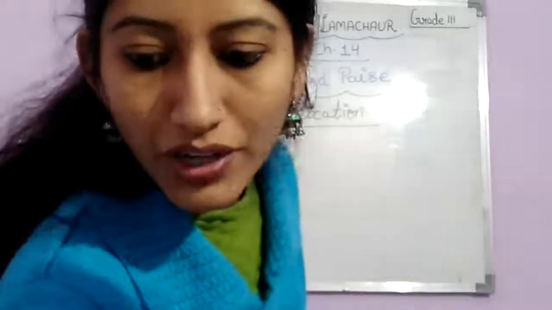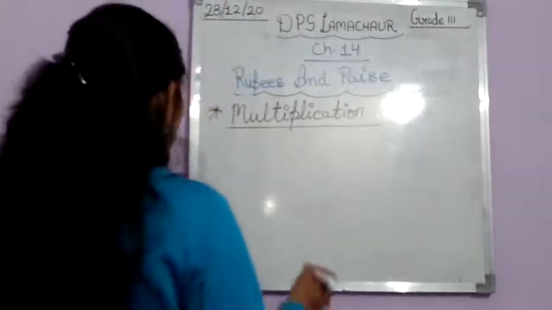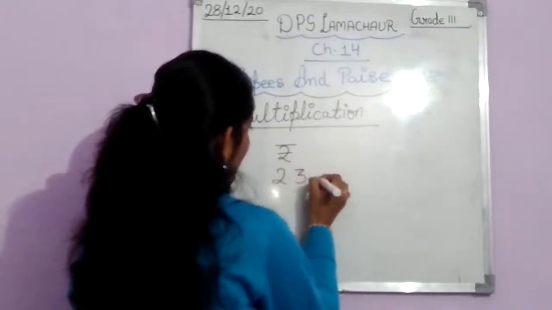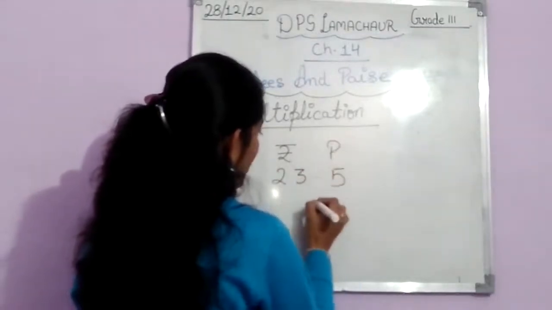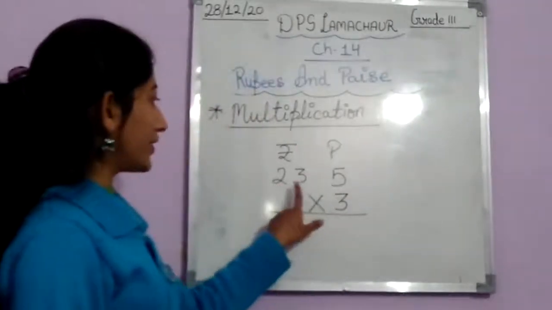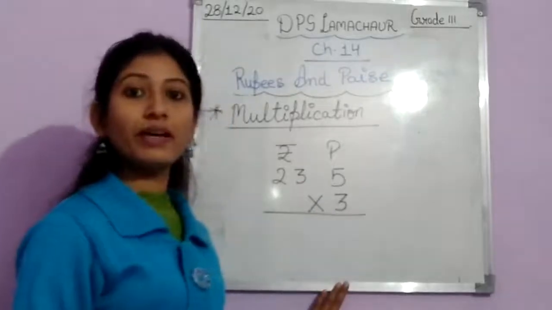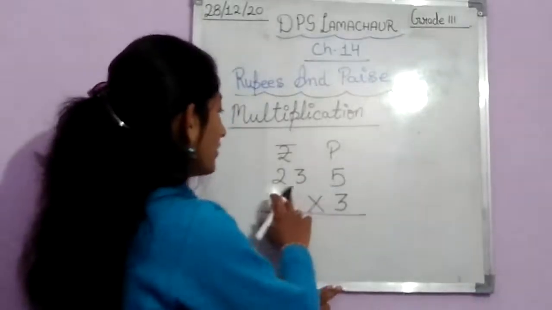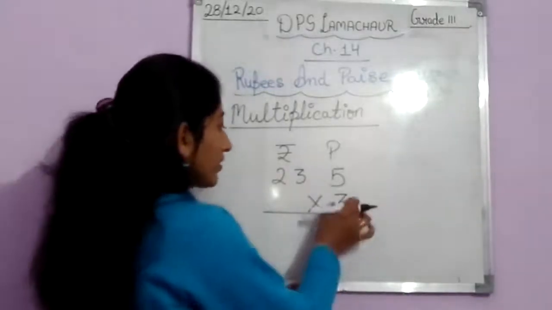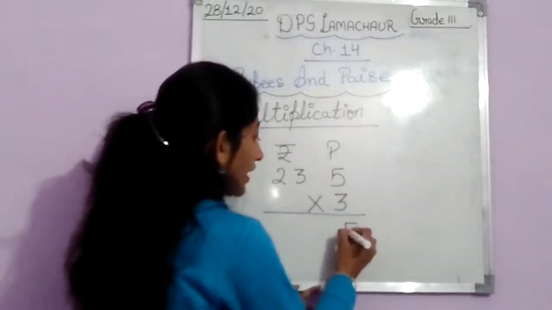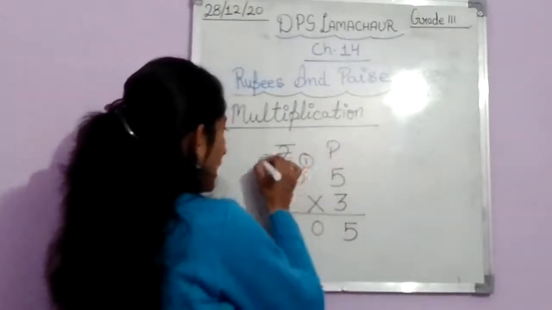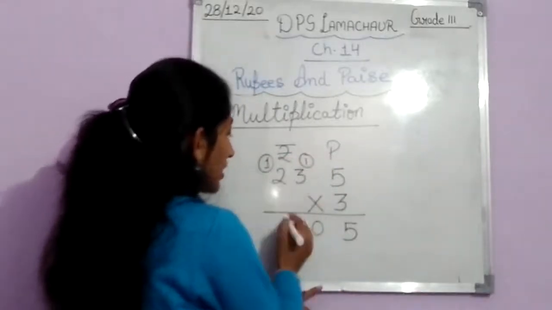Suppose it is 23 rupee 5 paise, and you have to multiply it by 3. Okay, it is like this. What is given? 23 rupee 5 paise and you have to multiply this by 3. Let's do it. Very simple. 3 into 5. 3 5s are 15, 5 and 1. 3 3s are 9 and 1 is 10, 0 and 1, and 3 2s are 6 and 1 is 7.